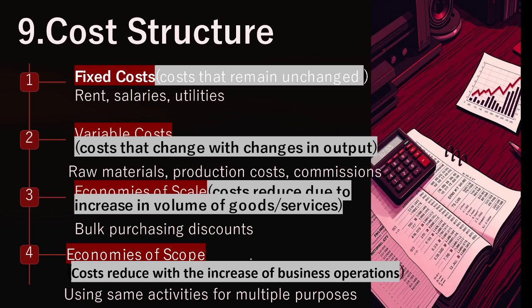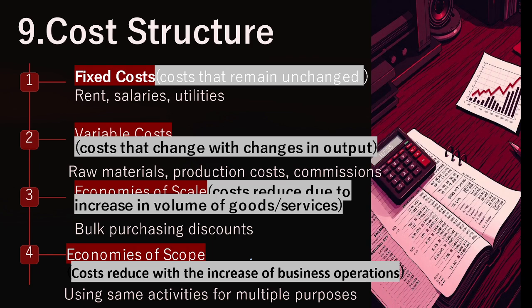When we say fixed costs, these are the costs which remain the same regardless of whether the output is increasing or decreasing. These include rent, the salaries you pay to employees, the utilities, the water bills and electricity bills that you pay. Though sometimes the utilities may change with changes in output. Variable costs are the costs that change with changes in output. These include raw materials, production costs, and the commissions you pay to brokers and sales agents.